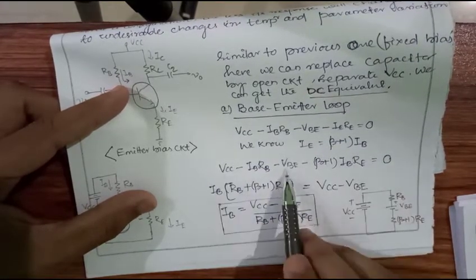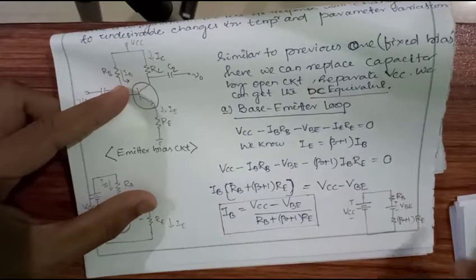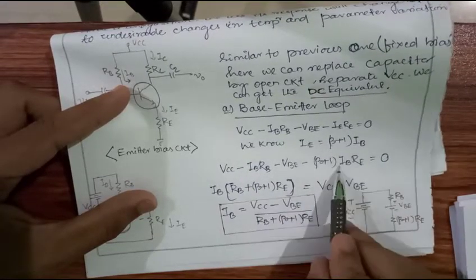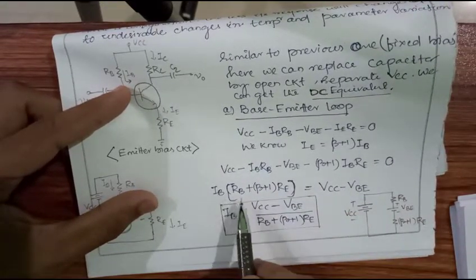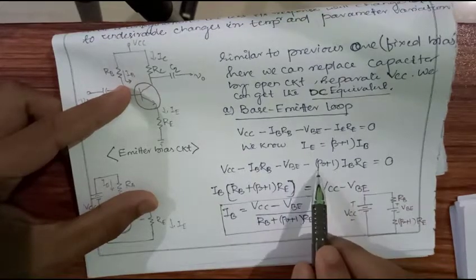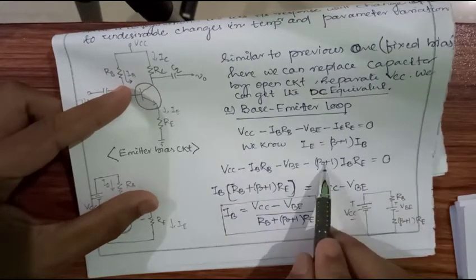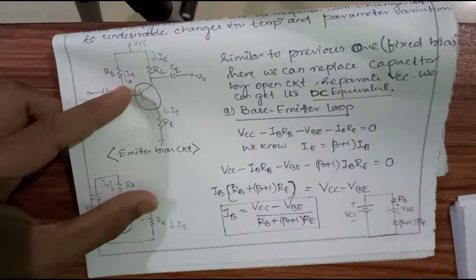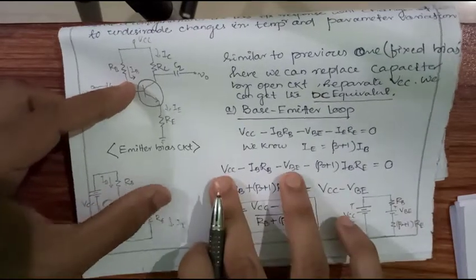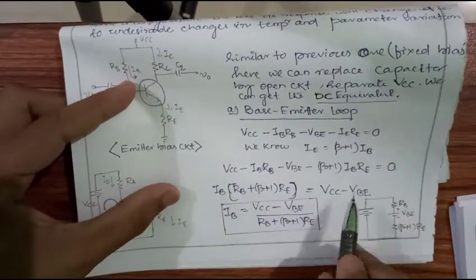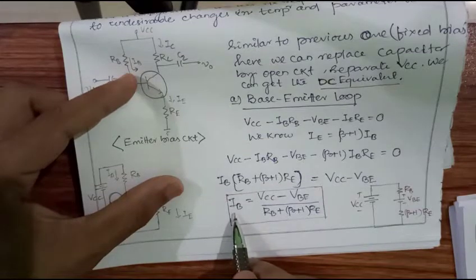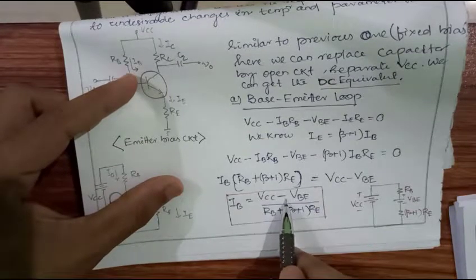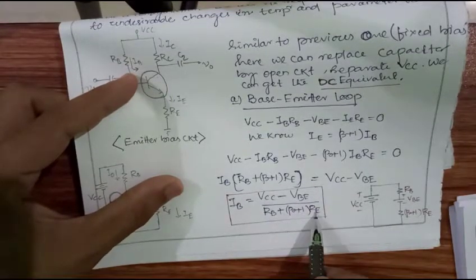It means VCC minus VBE, that is on the right side, which is nothing but these two will come to the other side. IB will take in common. So RB plus (beta plus 1) RE times IB, because these two are negative terms, they will move to the right side and become positive, and of these two, one is positive, one is negative, so they cancel. So my base current IB is nothing but VCC minus VBE upon RB plus (beta plus 1) RE.